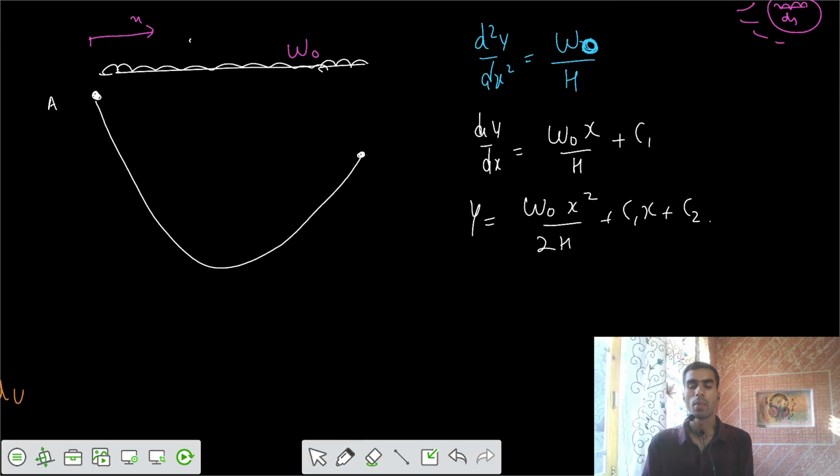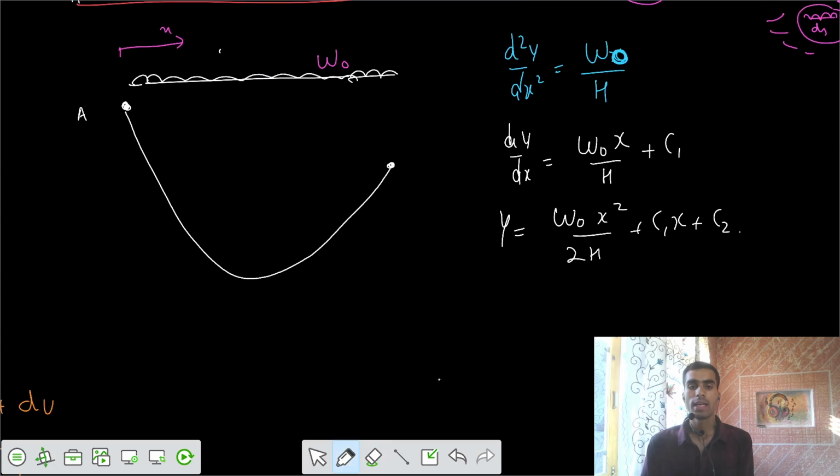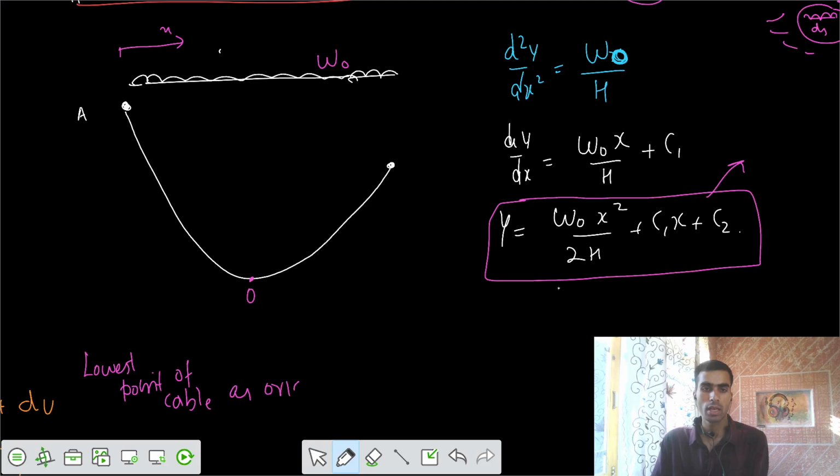Now I have to apply boundary conditions. Because of these loads, we got this profile. That's parabolic; we can see from the equation that it is of parabolic nature. Now we want to take a point as origin. If this point O is the lowest point of the cable, and I take this as origin O, then at some x from the origin we have some value of y. So the value of y and x are both measured from the lowest point.